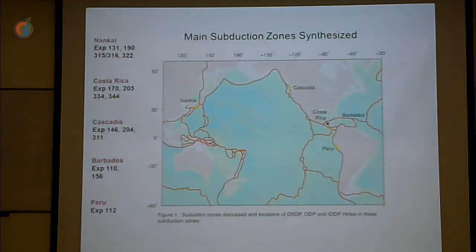Next slide. So the five best studied subduction zones are these, but I'm going to give you a synthesis of other subduction zones as well, but most of the data are coming from these five subduction zones, and you can see the drilling project alone has been several times at these subduction zones, so we have a lot of information about these five.